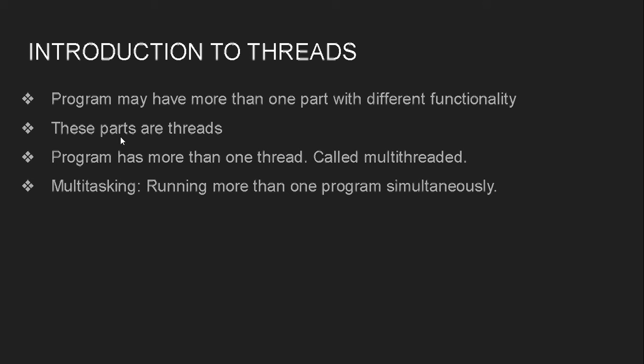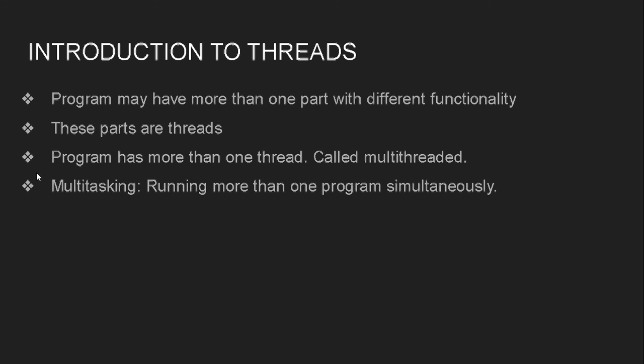So we are writing a single program, but we are creating multiple threads, and each thread has a different task or functionality. That is what we call a thread. A thread is a part of a single program. If a program has more than one thread, then it is called multi-threaded. So what is multitasking? If you're running more than one program simultaneously, then that is known as multitasking.